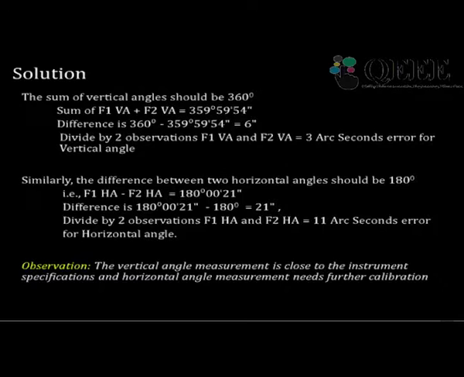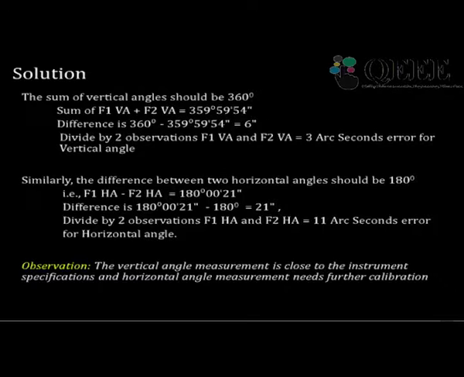Here you have the F1 angle and F2 angle. The difference between these two angles should be 180 degrees. Based on these measurements, the difference comes to be 21 seconds. So now divide by 2 observations, again it comes to be 11 arc seconds for the horizontal angle. So the 11 arc seconds is way higher than your instrument specification, which is 3 seconds.